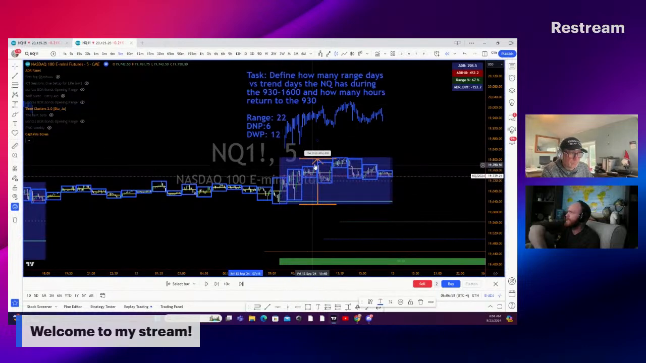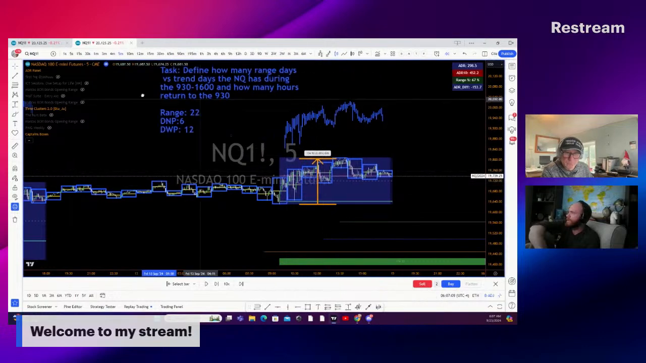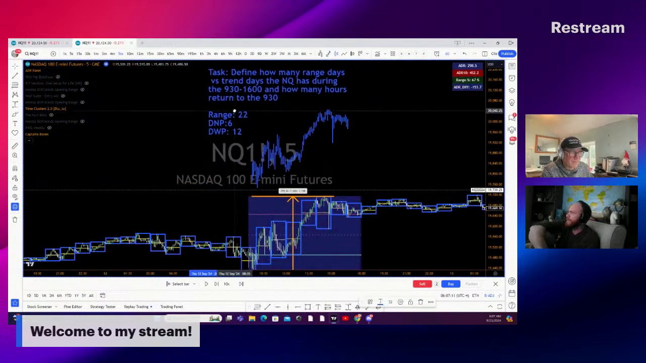Right, this one has large directional swings. This is actually because of the percentage being under 1%. Right, I'm defining this as a range.